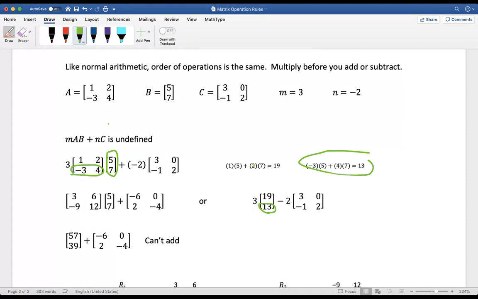Right? And so I can multiply those two matrices, and then when I multiply the 3 in, I get 57 and 39. Here, I basically combine the positive and the negative like this, and then I distribute it in. Or what I could do is distribute the 3 in first. 3 times 1 is 3, 3 times 2 is 6, 3 times negative 3 is negative 9, 3 times 4 is 12. So going down, I multiplied the 3 in first. Going over this way, I multiplied the two matrices together first. So it doesn't matter there.